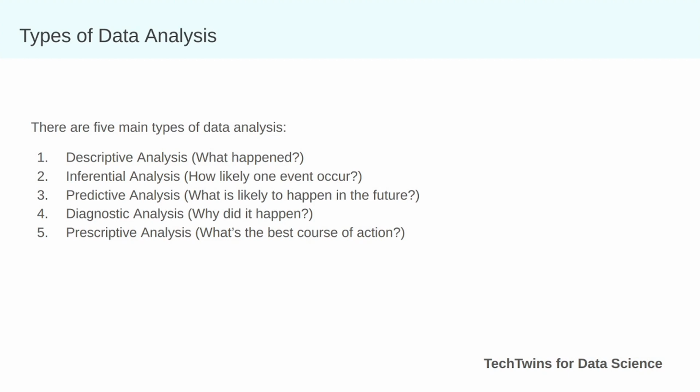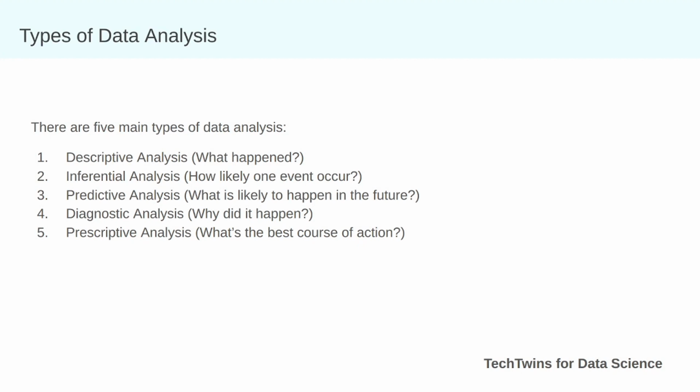We have different types of data analysis. The first type is descriptive analysis. So we will use the dataset and observation to answer the question, what happened? The next type is inferential analysis, which answers the question, how likely one event occurred, or does an event have an effect, or we don't have much evidence to support this hypothesis.